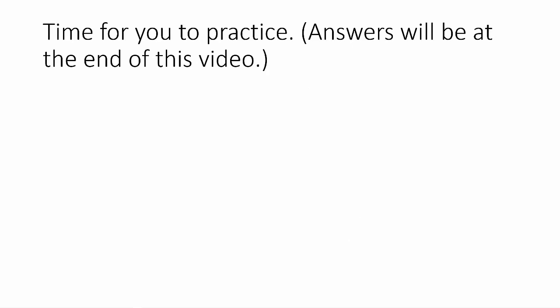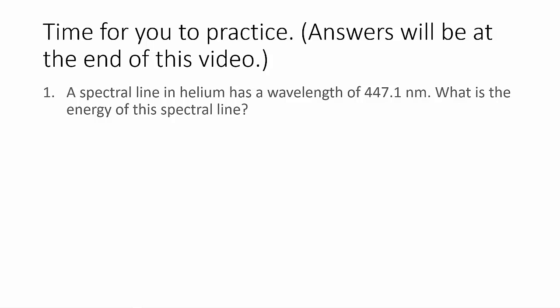Time for you to practice. The answers for these will be at the end of the video. Question 1. A spectral line in helium has a wavelength of 447.1 nanometers. What is the energy of this spectral line? You may wonder, what in the world is a spectral line?